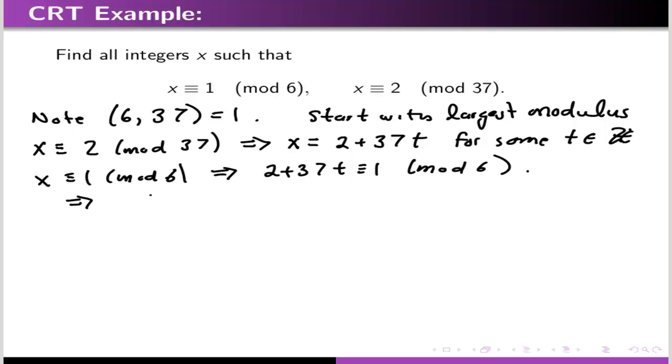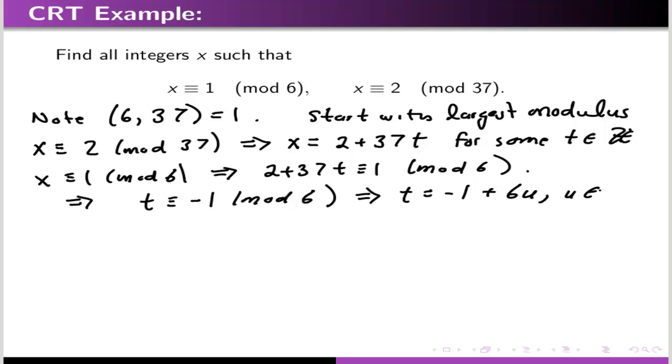Subtracting 1, we get 37t. Well, 37 is what mod 6? 37 is 1 more than 36. So this gives us t is congruent to 1 minus 2, which is negative 1. Or in other words, t is of the form negative 1 plus 6u, with u being an integer.